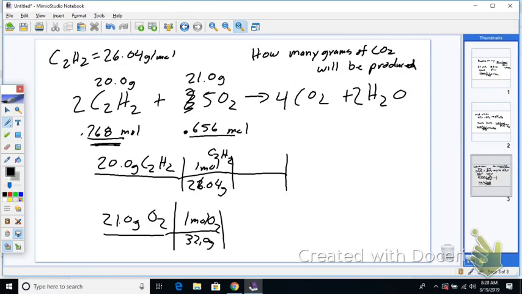So what you would do for this next step, you would go to CO2. So you've got grams cancel out. Now you've got to go moles of C2H2 to moles of what? CO2. So in this first one, it's going to be a 2 to 4 ratio. Okay, and we're going to get an answer out. And in this one, it's going to be a 5 to 4 ratio.